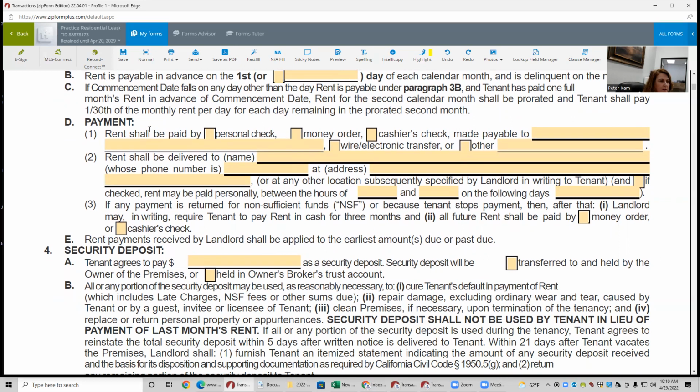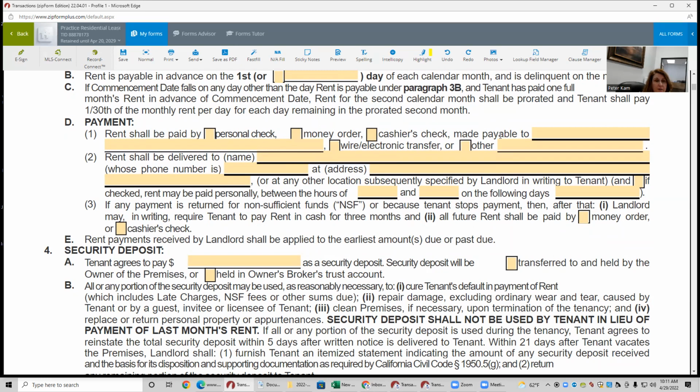So the rent, this is important here. How does the landlord want to be paid? I know that some are requiring wire transfers. So anyway, whichever way the landlord wants to be paid, go ahead and check that box.